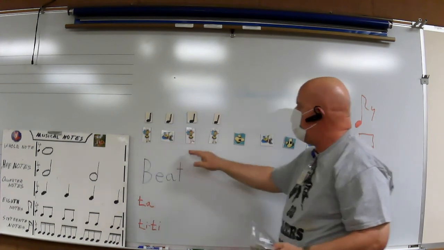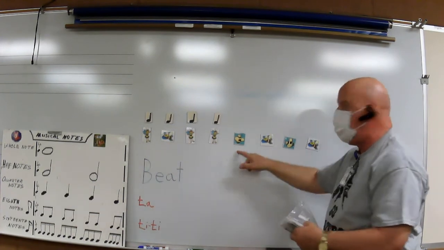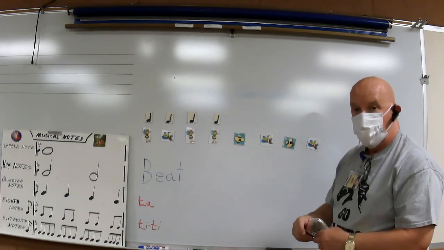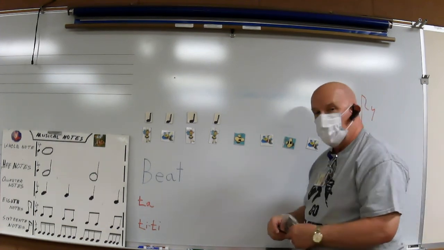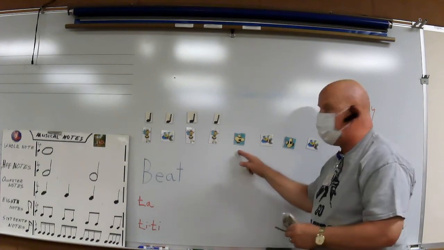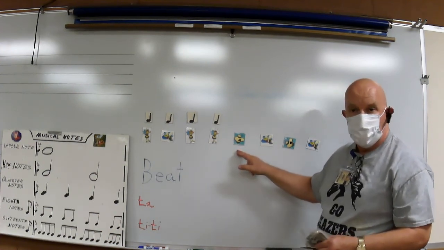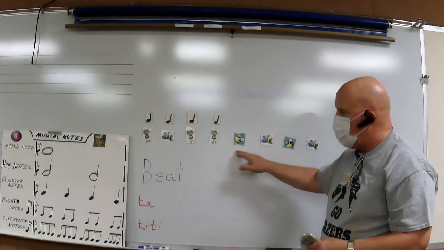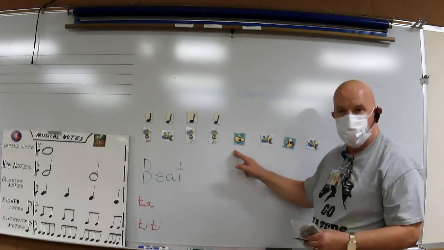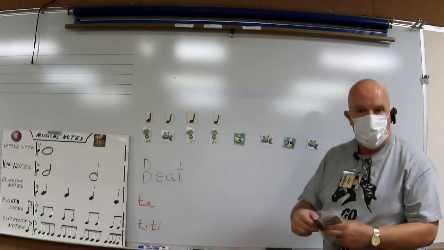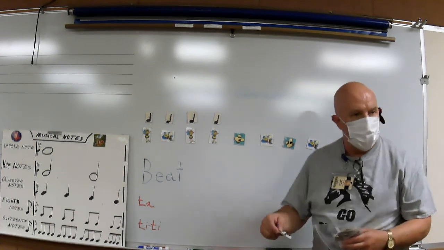Bounce high, bounce low. What do we put here? Bounce, the quarter note. Two quarter notes don't fit over one beat. A quarter note is the beat. The eighth note, one beat together. How many eighth notes? Two.